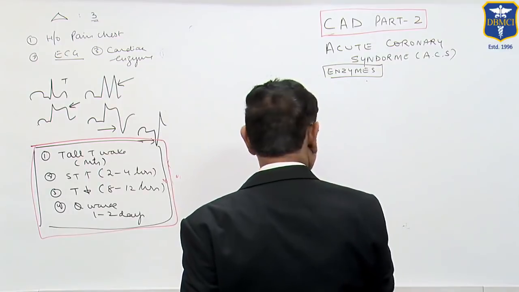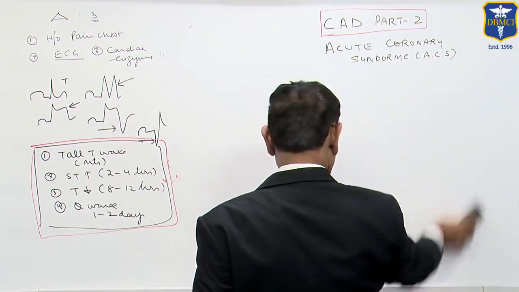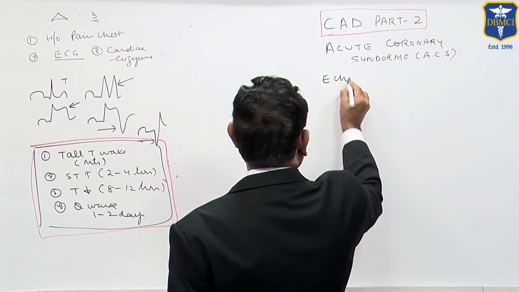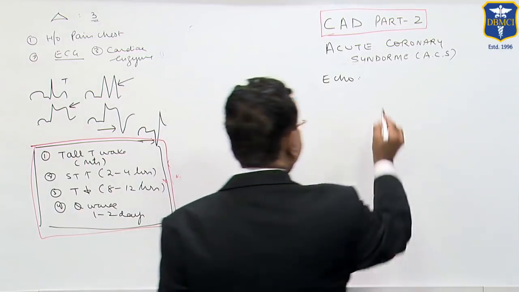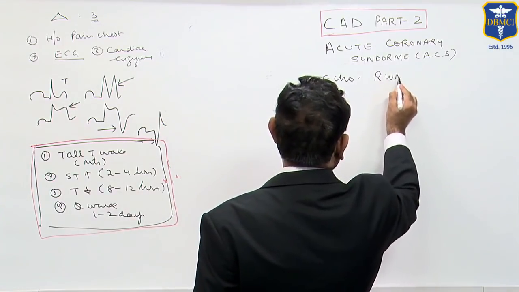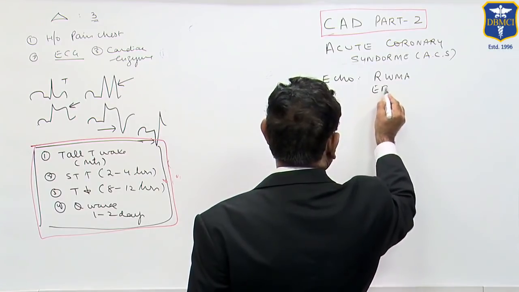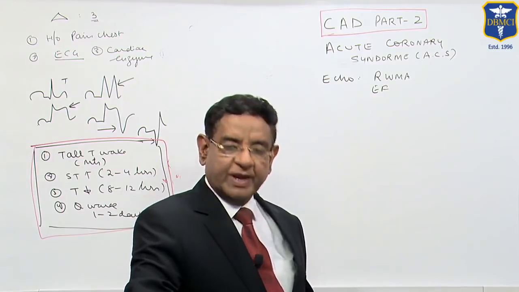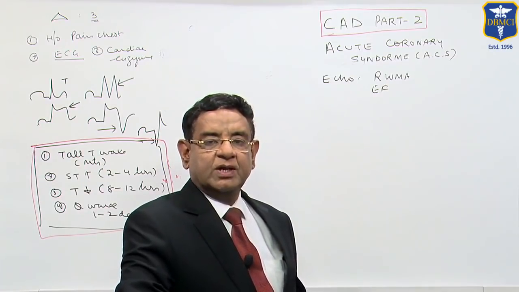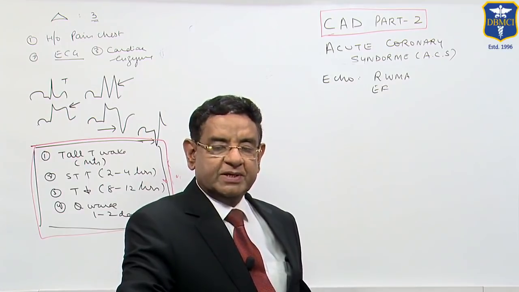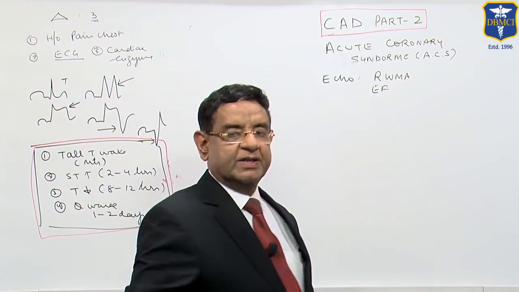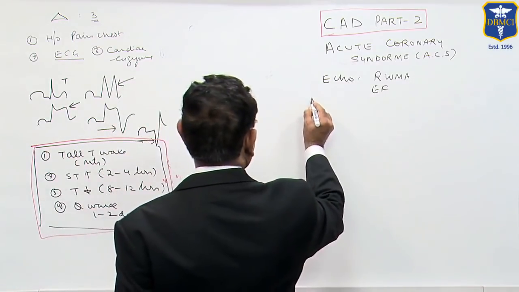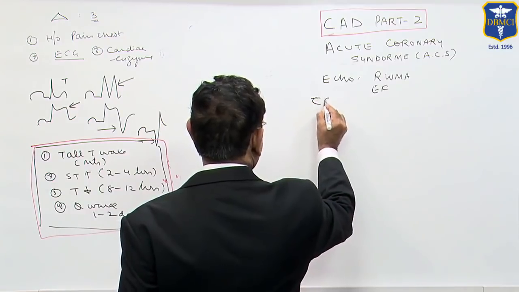What next? Investigation. Echocardiography. Echocardiography is essential to know about regional wall motion abnormality and ejection fraction, so that we can know about the pump failure. Okay. We admit the patient in ICU. Now we start the management plan also. Patient is hospitalized in the intensive coronary care unit.